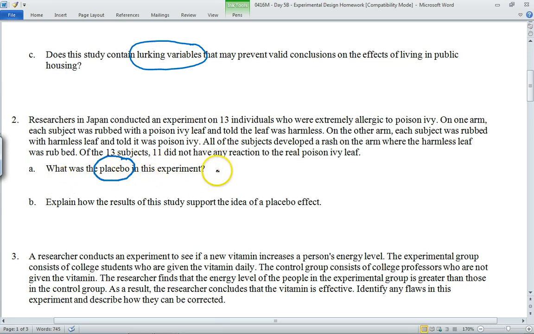Okay, so in this experiment, what was the placebo? Alright, well hopefully you picked up on the fact that the harmless leaf, the leaf that was actually harmless, that's going to act as a placebo.